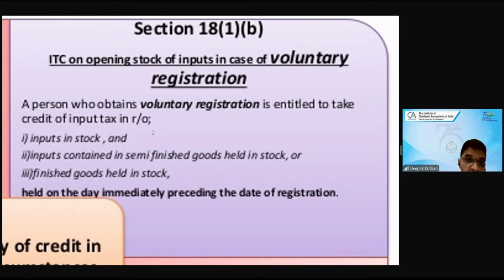So sir, the registration received date is important. Correct. The registration received date is important. Awesome.